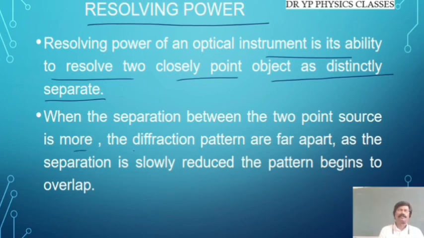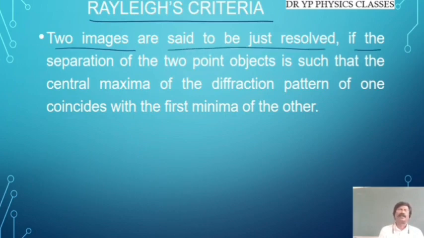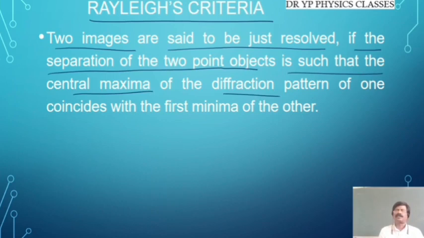When the separation between the two point sources is more, the diffraction patterns are far apart, and as the separation is slowly reduced, the patterns begin to overlap. What is Rayleigh's criterion? According to Rayleigh's criterion, two images are said to be just resolved if the separation of the two point objects is such that the central maxima of the diffraction pattern of one coincides with the first minima of the diffraction pattern of the other. So this should be the condition.